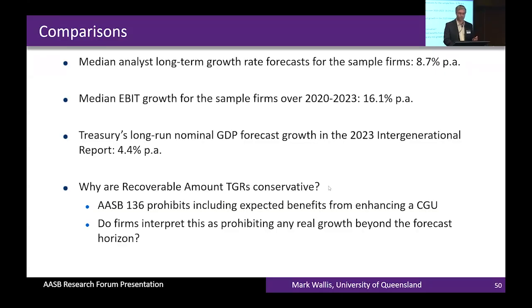As someone that teaches financial statement analysis, I say the terminal growth rate shouldn't be higher than nominal GDP growth that you expect in the long run. Here we can see firms are capping it instead at a lower level, which is inflation. So one possibility, and I don't know whether this is true or not, is that perhaps firms interpret that prohibition on including the effects of asset enhancement as meaning that they can't choose a terminal growth rate above inflation.